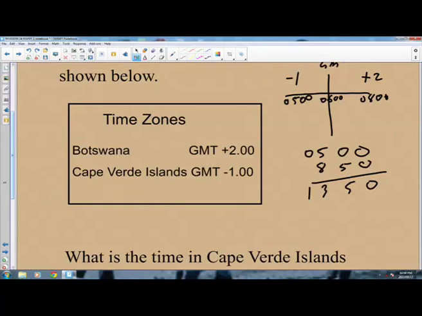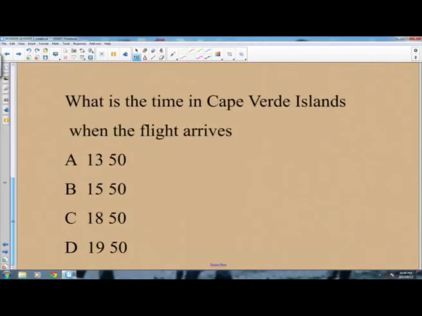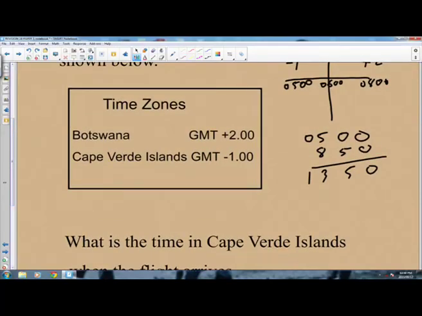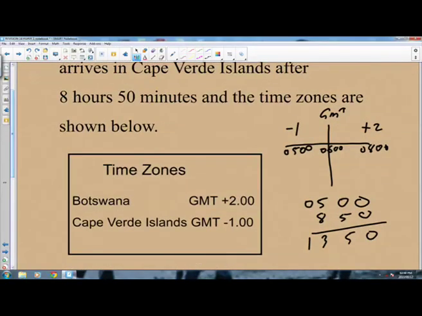So let us check. Do we have 1350 in our alternatives? B is 1550, C 1650, D 1950. So the correct answer to this is 1350. All that you need to do is to make sure that you express the time the plane leaves in Botswana at the Cape Verde Islands.